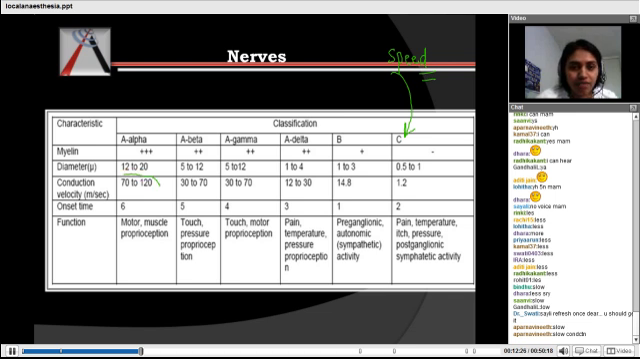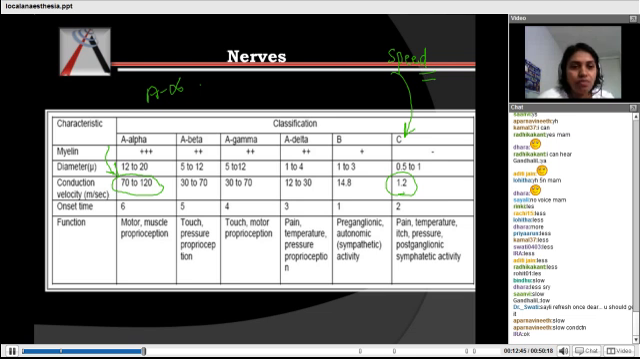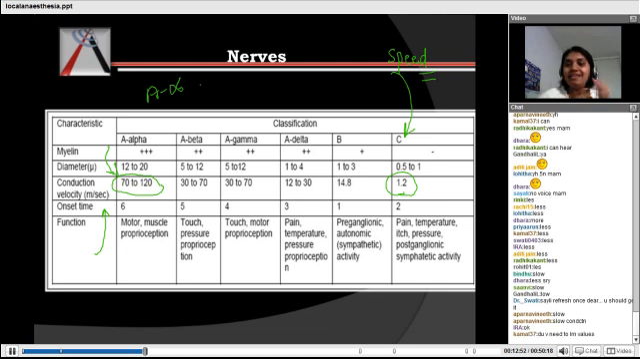Now again, we have the speed here. Speed in meters per second has been asked regarding A alpha. There is an MCQ on this one, and it's good to remember even the C fibers. Right, now when we talk about the onset time and speed, there are two different things.